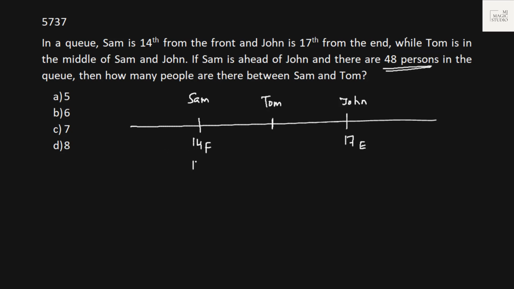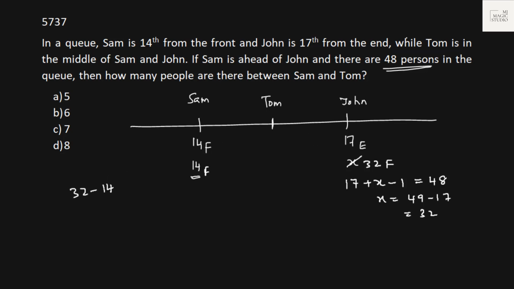This is 14. So if the position of John from the front is X, we know that 17 plus X minus 1 should be equal to 48 because 48 people are there in the row. So X is 49 minus 17, that is 32. So John is 32nd from the front. So the number of people between John and Sam is 32 minus 14 minus 1. That is 32 minus 15, 17. There are 17 people between Sam and John.